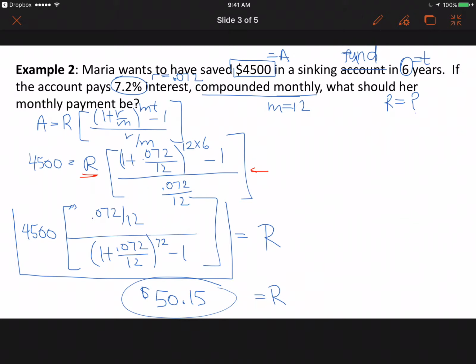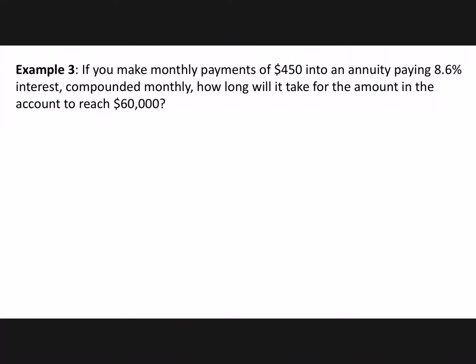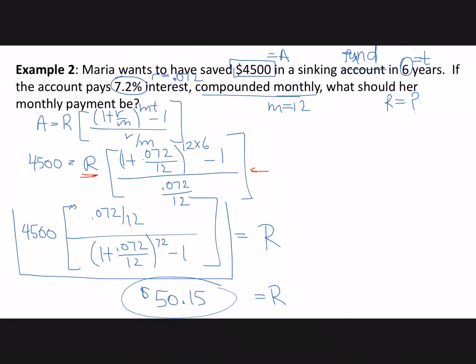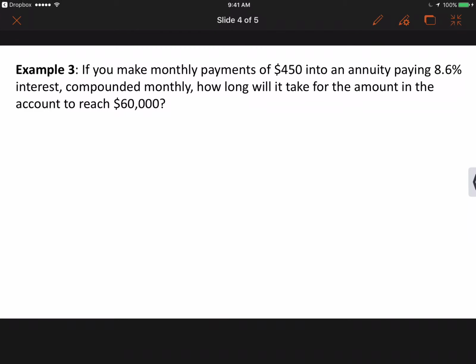All right, I want to do one more example. And this is the one that takes a few more steps, okay? So we want to make monthly payments of $450 into an annuity paying 8.6% interest compounded monthly. How long will it take for the amount in the account to reach $60,000? So this question is asking us for time, right? How long? Okay, so T is what we don't know.